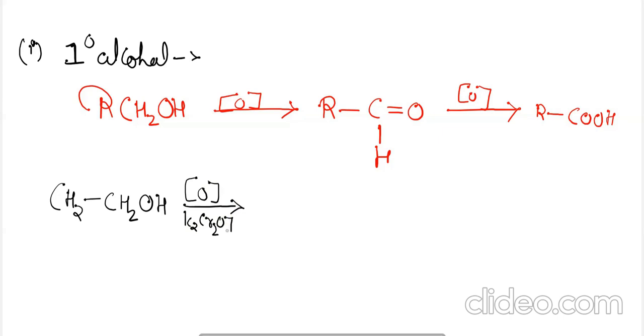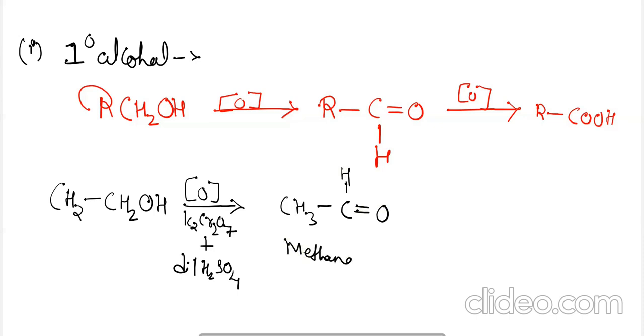Okay, so oxidation in the presence of K2Cr2O7, which is one of the good oxidizing agents. Potassium dichromate is one of the good oxidizing agents, used with dilute sulfuric acid. Then the reaction will occur here, it will form acetaldehyde, CH3CHO.